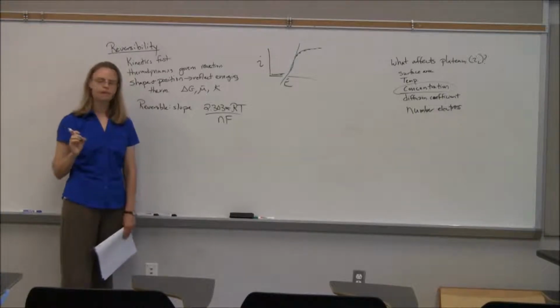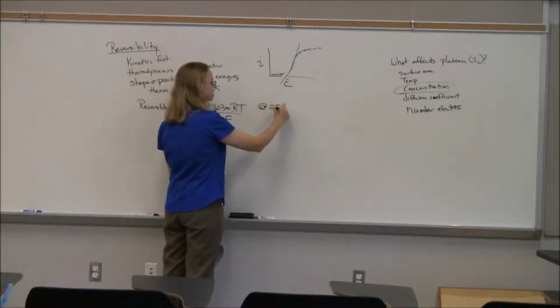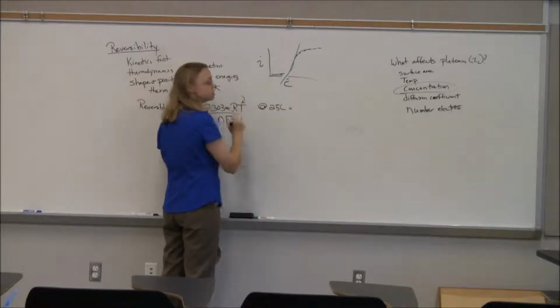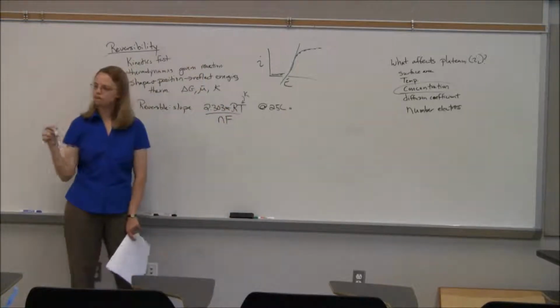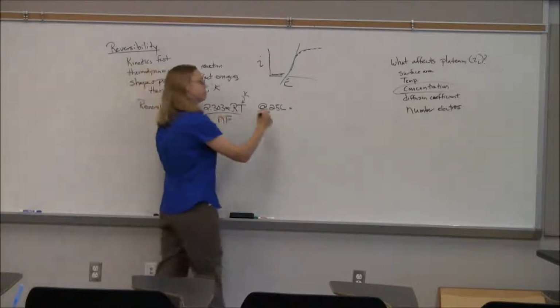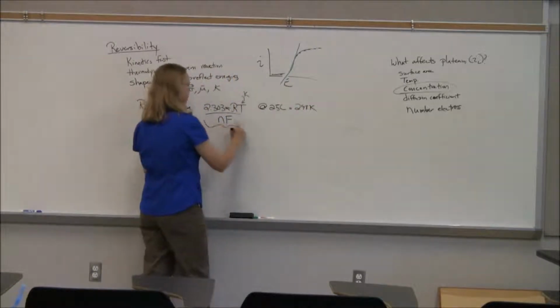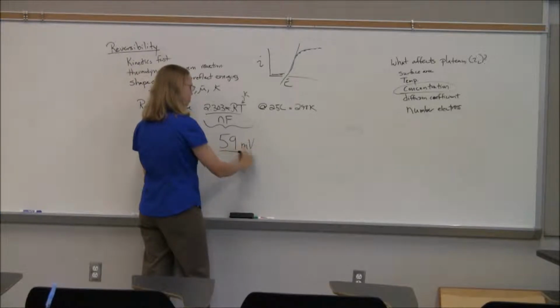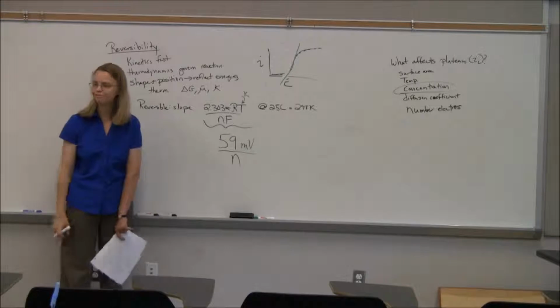You should know how to approximate this at room temperature, about 25 C. Remember, if you were to really do this equation, you would put T in Kelvin; any time you solve the Nernst equation you have to add 273. But at room temperature, 298 Kelvin, this evaluates to 59 millivolts over N. And that's a number worth knowing, because we'll see it again.